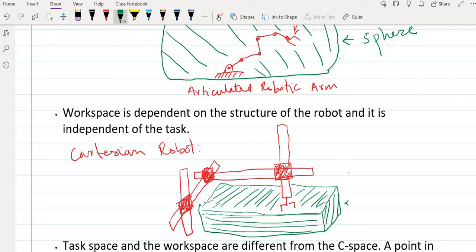So the point that I'm trying to make here is that your workspace is dependent on the structure of the robot. The structure of the robot defines what kind of workspace you will get. You see that the articulated robot and Cartesian robot have different structures, so that's why their workspace is different. And task space has nothing to do with it. Your workspace is not dependent upon the kind of task you're going to perform. So these two are independent of each other.